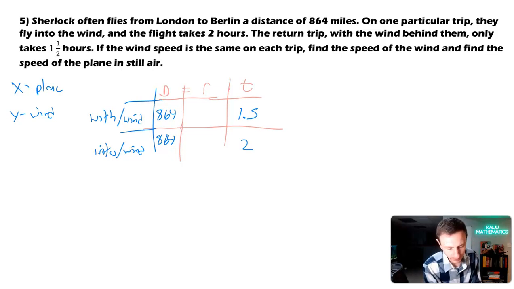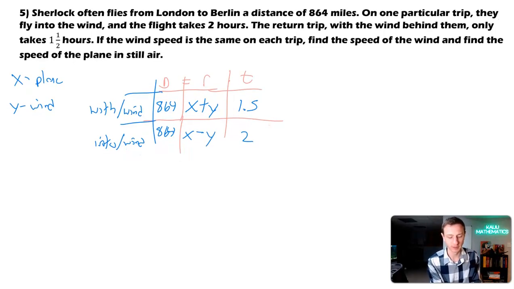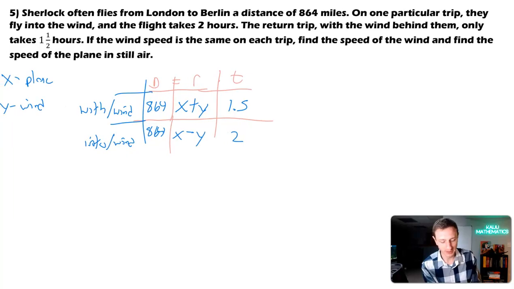So if I'm going with the wind, I am traveling at my rate of the plane, but I'm being helped by wind. So I'm adding on that wind speed. I'm being pushed forward with the wind. Now going into the wind, I'm traveling at my rate, but then the wind is slowing me down. So I'm going to subtract y for going into the wind. So with the wind is helping us. Against the wind, it's slowing us down. There is our setup right there.